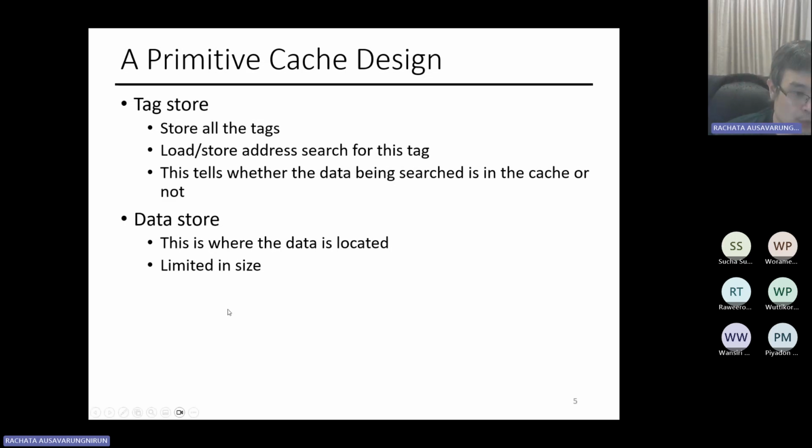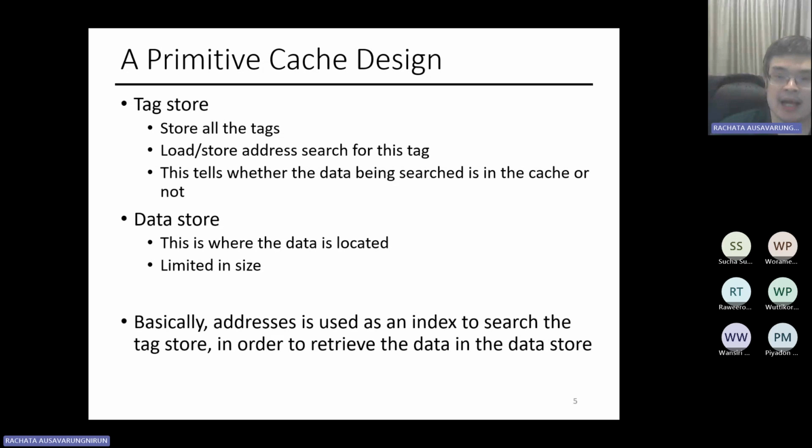Then you have the data store, which is limited in size. It's not as big as DRAM, but it's quite big, big enough that you can hold enough data, right? And the address is used to index. Basically, whenever you see an address, it is used to go to the tag store in order to retrieve the data inside the data store.